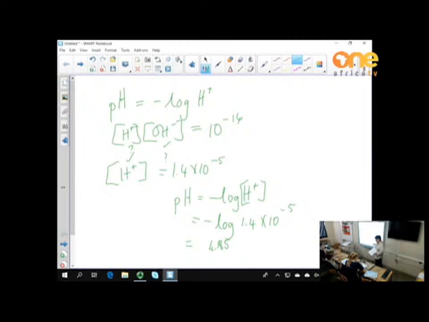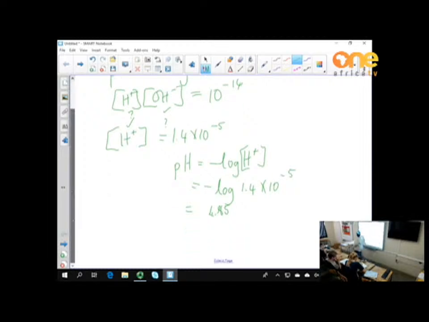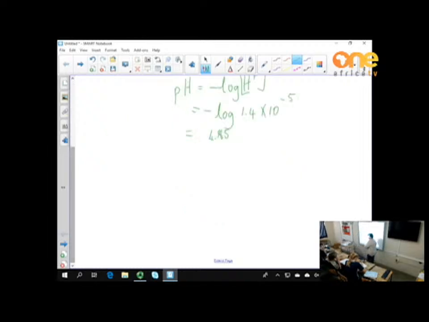Any questions there? This was just straightforward. Okay? Then the next one. Determine the hydrogen ion concentration if the pH is 8.5. Now you get given the pH, it's 8.5, and we want to know what is the hydrogen ion concentration.